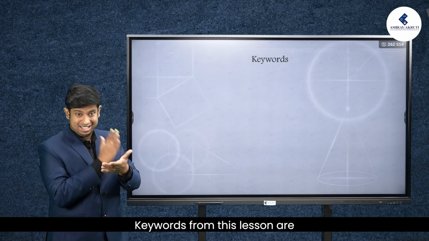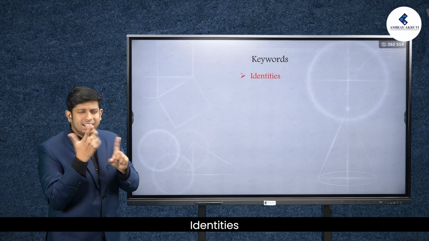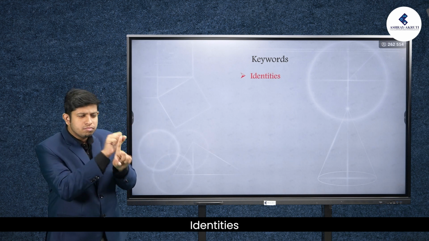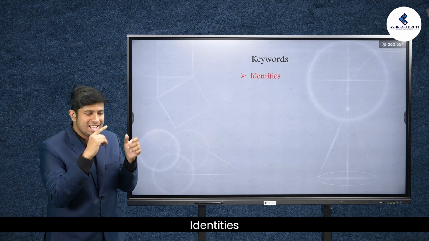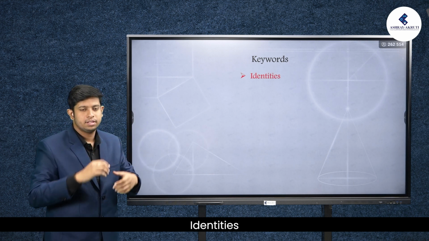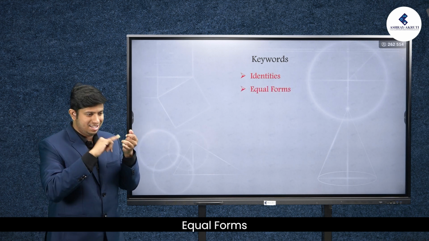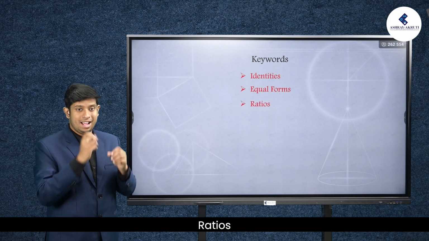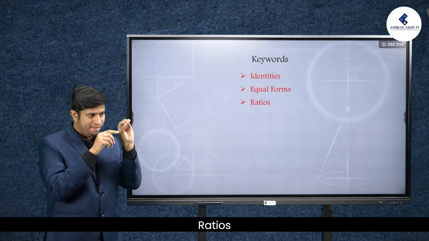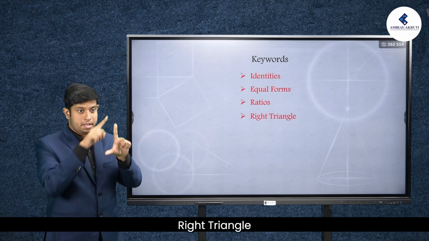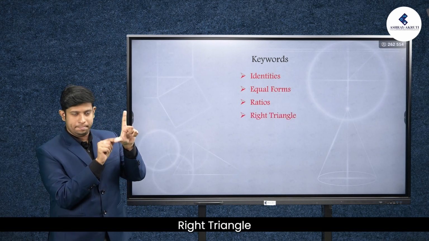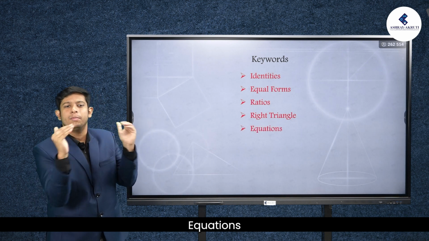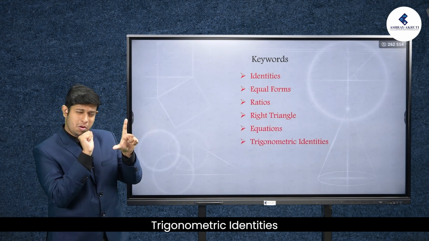Keywords from this lesson are identities, equal forms, ratios, right triangle, equations, trigonometric identities.